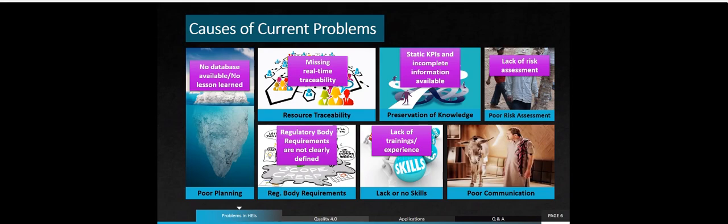Lack of risk assessment. We don't have any risk assessment. We don't foresee what problem is coming and how we should overcome it.